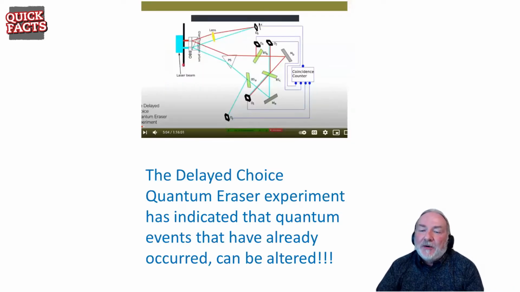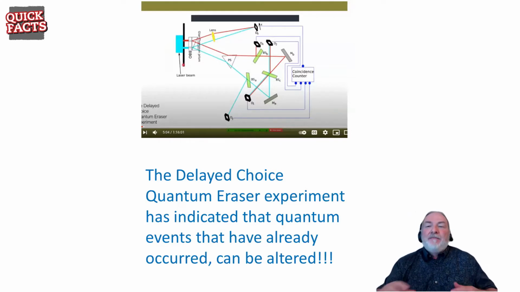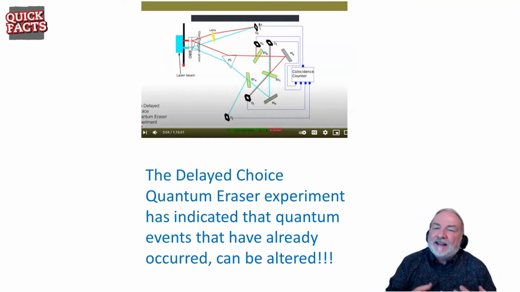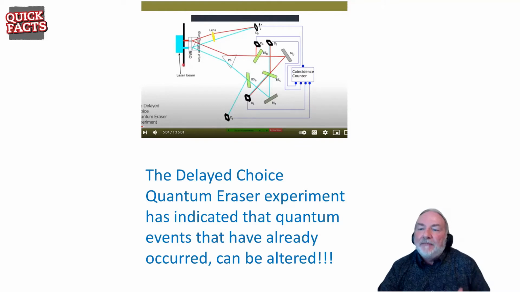The delayed choice quantum eraser experiment, that's probably beyond what we're doing at the moment, but it's amazing. And it basically shows something very, very strange is happening at a subatomic level. And it indicates that events that have already occurred can be altered in the quantum realm.